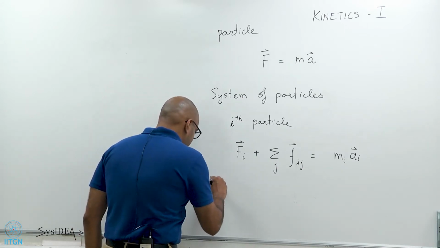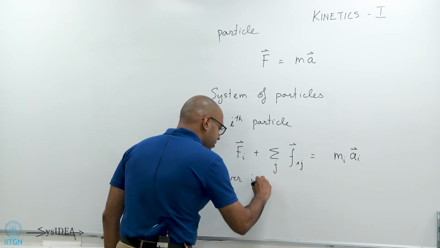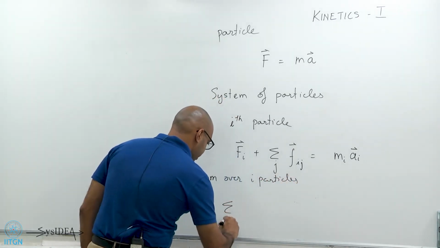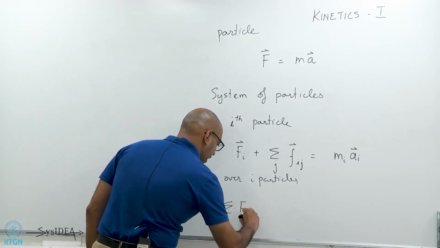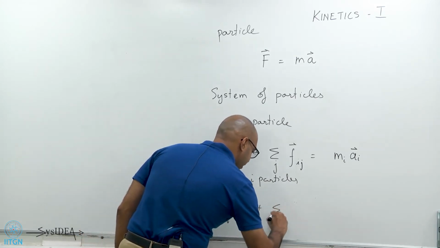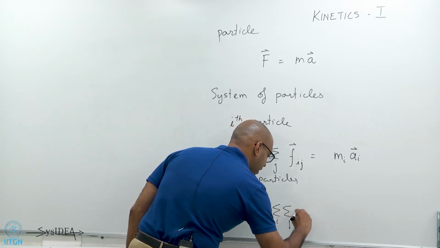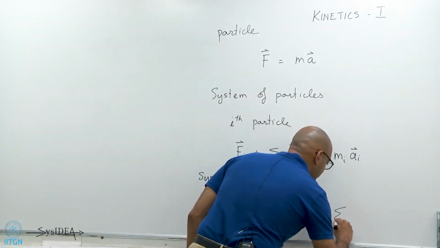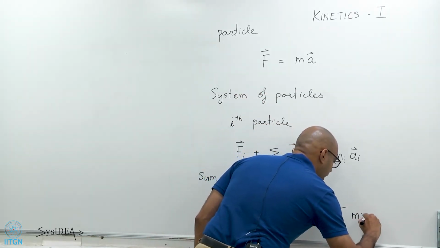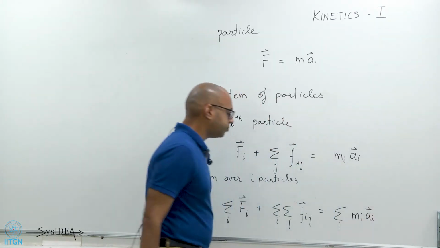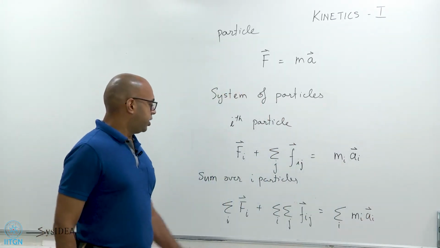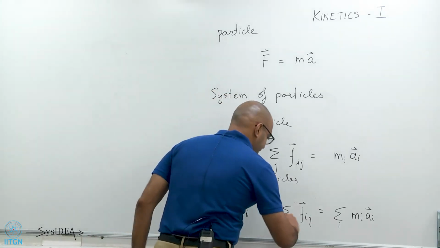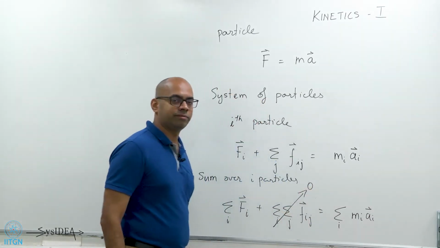Now, if we sum over i particles, I get the sum over i of Fi, plus a double sum over i, j of Fij, and on the right hand side I get the sum over i of mi ai. Because these internal forces occur in equal and opposite pairs, you can see right away that this double sum is 0.